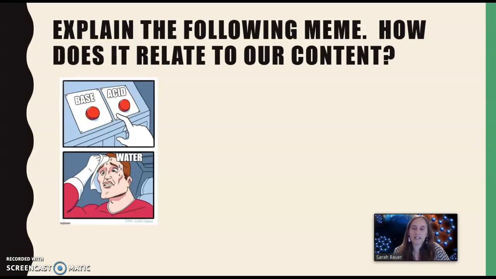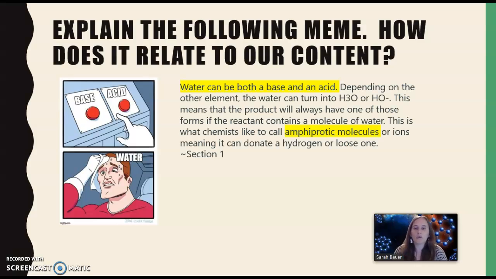I've seen this meme used in a lot of different ways. I like this one because it makes me laugh. It's really simple, like, water's so stressed out about which it's going to be. I don't remember if it was in the Ed Puzzles from this week, but you may have learned that the most common acid in the universe is water, and the most common base in the universe is water. And so a section 1 group student pointed out that water can act as both an acid and a base.